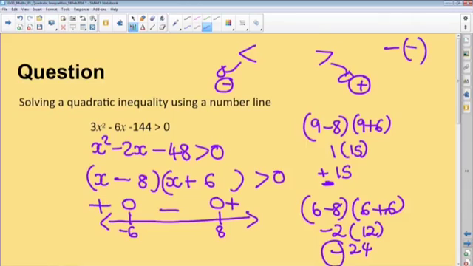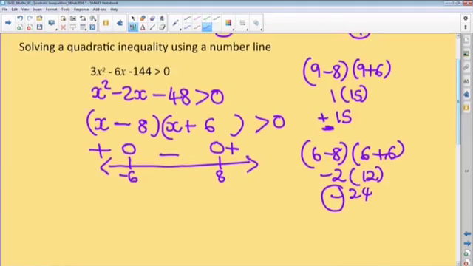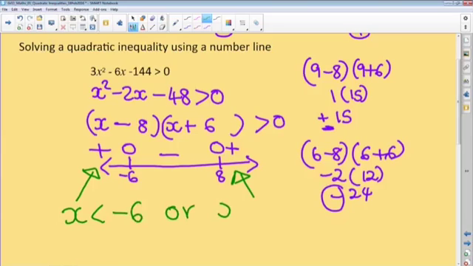So now from there, guys, like we said, for greater than, we're looking at the positives, and for less than, we're looking at the negatives. Now, we are faced with a situation here. The greater than, the plus is that side, and the plus is that side. Now, how do you write our solution? So our x should be less than minus 6, or x is greater than 8.